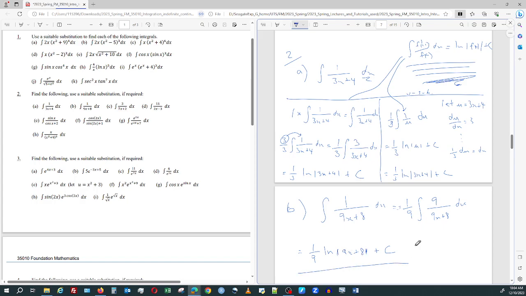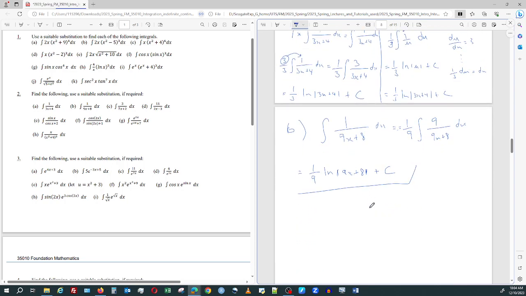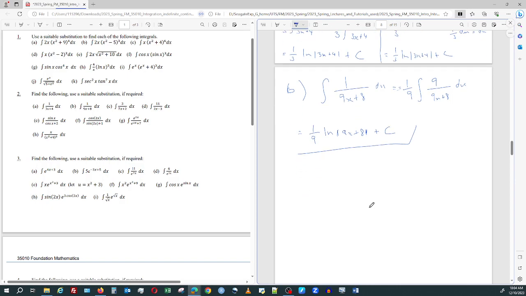So we've got a very simple form. It's a couple of steps. Now I put all the working steps in here. I must admit I skipped it because I expect you to understand that I brought the 9 over from the 1/9. 9 over 9 is 1. 1 times the integral doesn't change it. So little variations of that can occur.